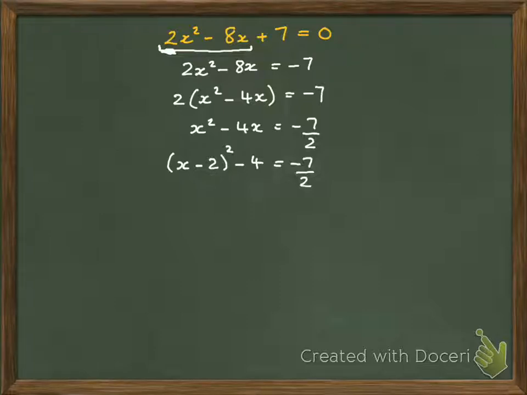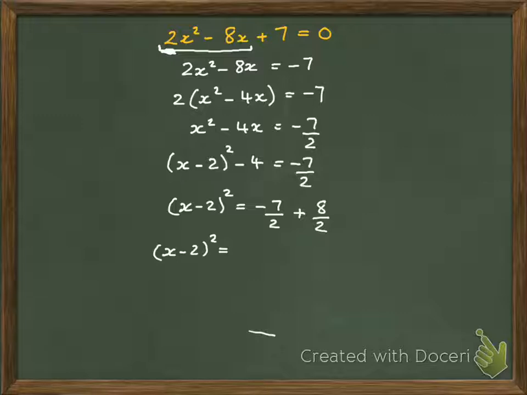Next thing I want to do now is take that 4 across the other side, and because I don't have my calculator on me, I'm just going to convert it into an equivalent fraction with a 2 on the denominator. So that's going to be, instead of plus 4, plus 8 over 2, just so I can add those fractions together easily in my head. So that'll give me x minus 2 squared equals minus 7 plus 8, so that's going to give me 1. So that'll be a half.